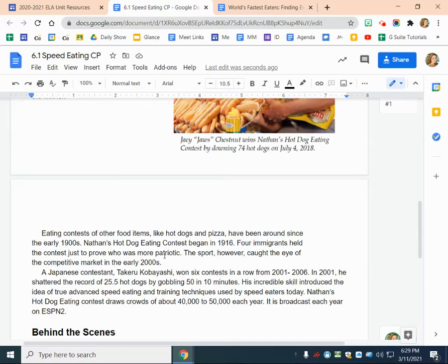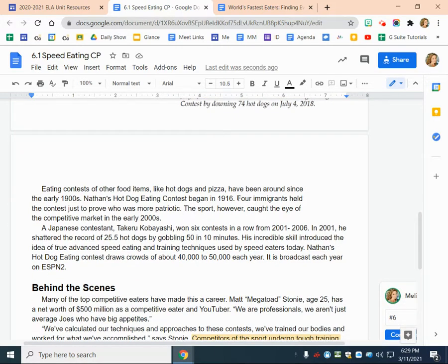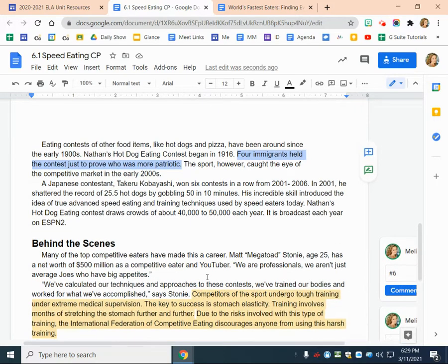I believe that could be in one, because I think we have to find 2, right? No, we only have to find 1. So that could be a piece of evidence, the 4 immigrants who wanted to prove who was more patriotic. It's because they wanted to pave the way, I would stick with this one. They go into this Japanese contestant, but that's not really paving the way. Paving the way is more of who actually started it. So we'll go ahead and call that number 7. Number 7. 4 immigrants held the contest to prove who is more patriotic.